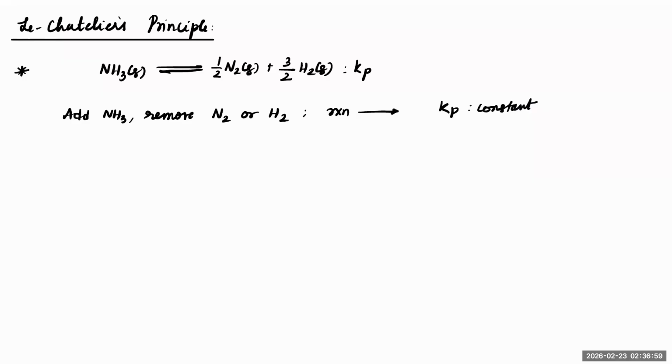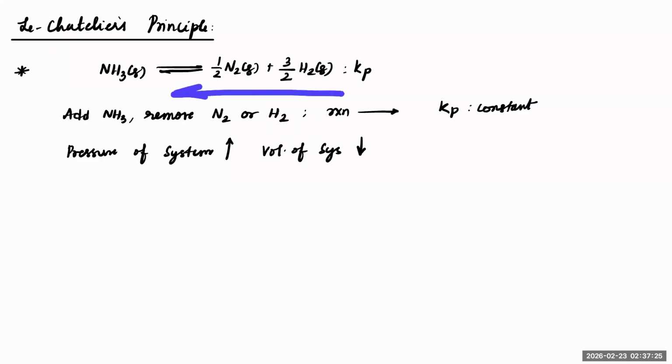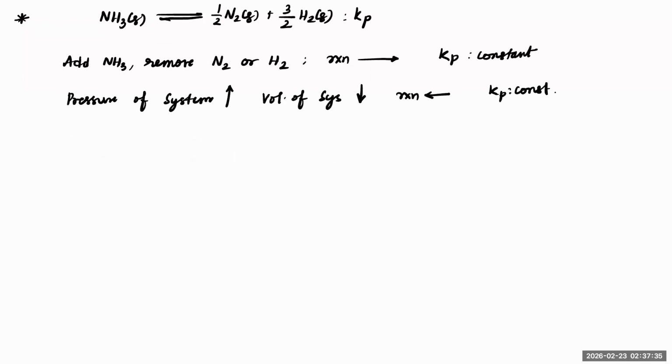Similarly, if you increase the pressure of the system, because all the equilibriums are achieved only in a closed system, that means the volume of the system decreases. When volume decreases, it will choose a direction where the number of moles is decreasing. The number of moles is decreasing in the backward direction, so the reaction will go backward, with Kp remaining constant. Got it? This is what would happen.